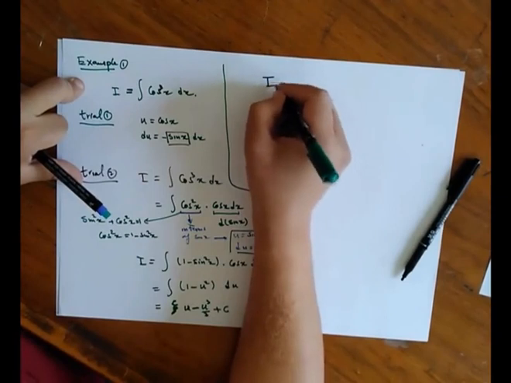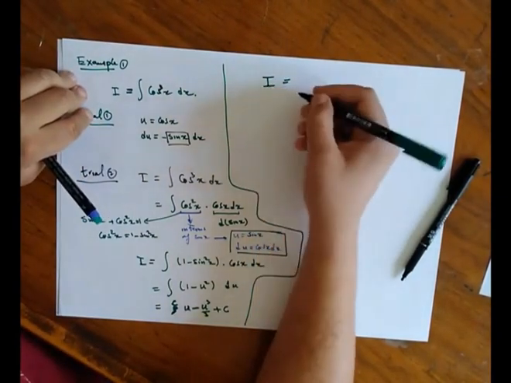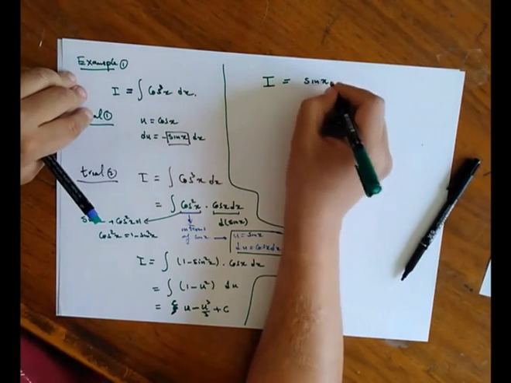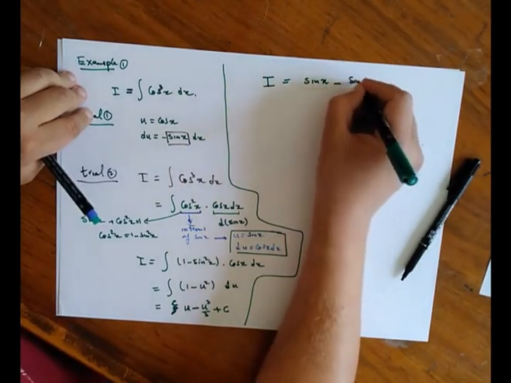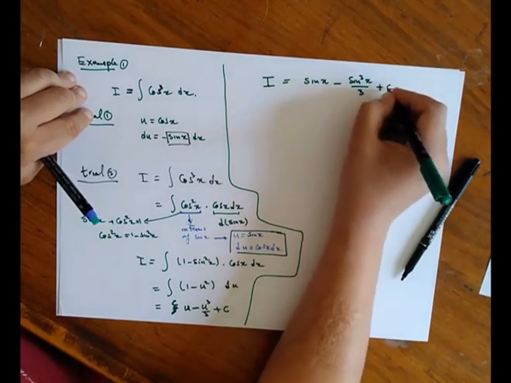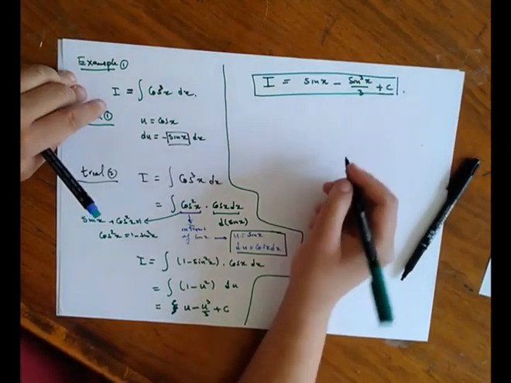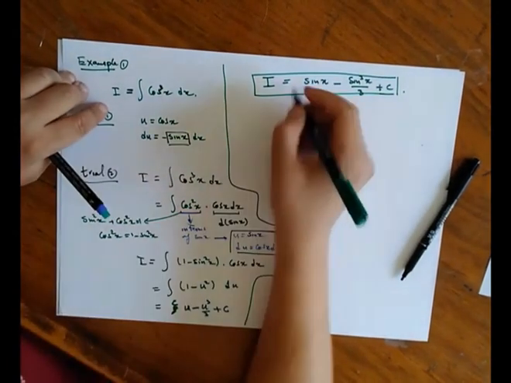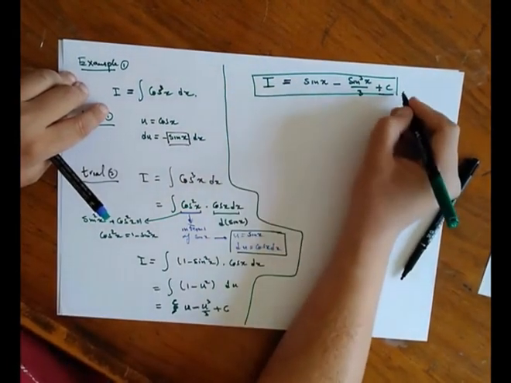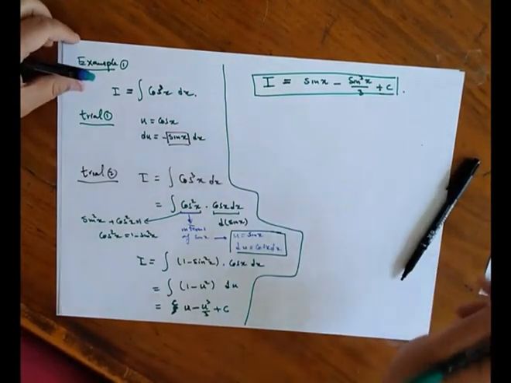Okay, so we're going to replace u again by sine x. So you will have sine x minus sine cube x over 3 plus c, and this is the required answer. Okay, and this is our answer. So now let's check it again.